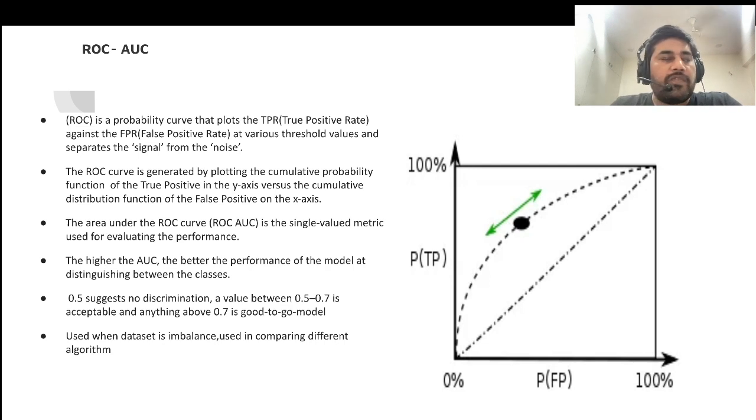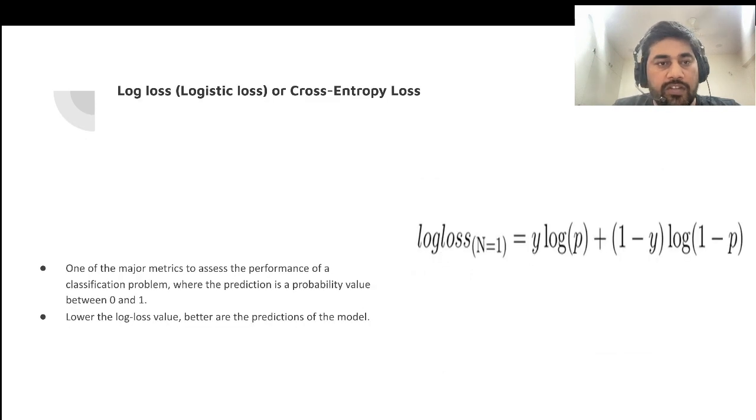And a value of 0.5 suggests that there is no discrimination, a value between 0.5 to 0.7 is considered good, and anything beyond 0.7 is a good to go model. We use it when our data set is unbalanced, and it's mostly used for comparing different models.